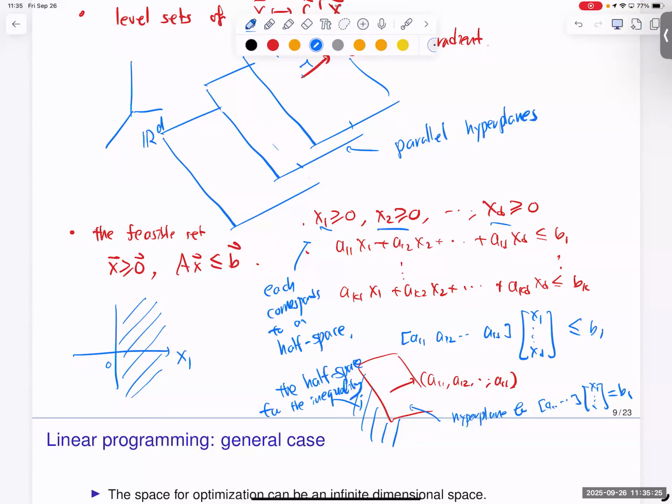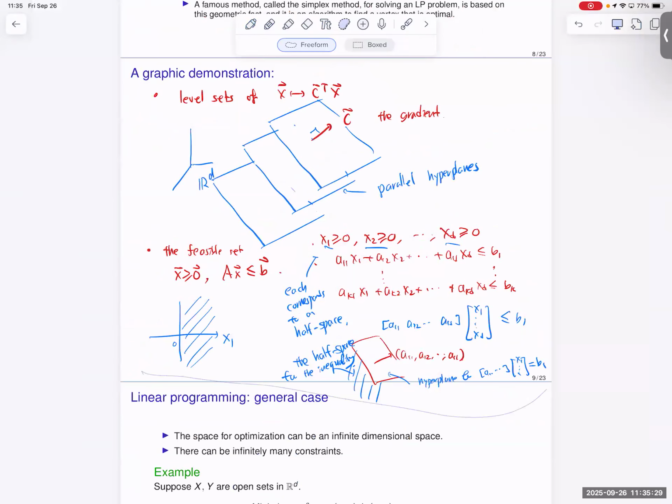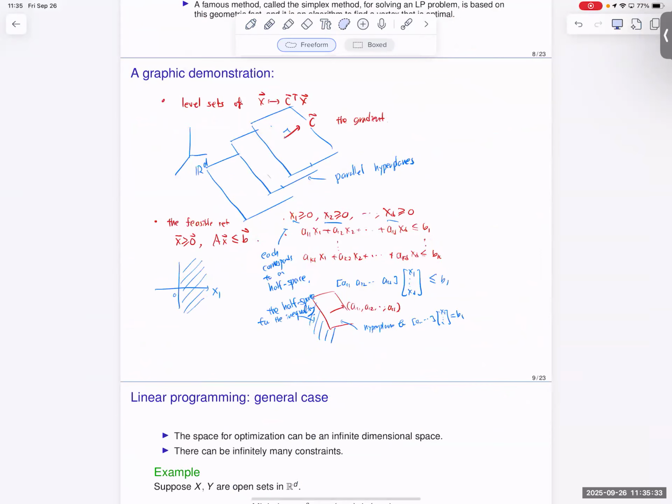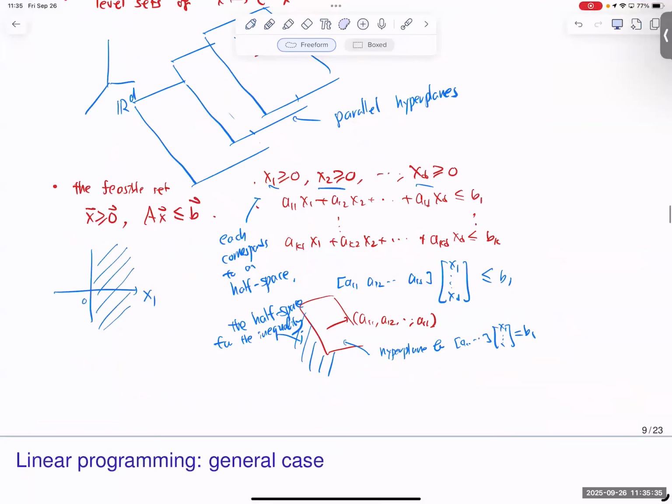Okay, am I making sense? Okay, maybe I want to zoom out. So each such inequality gives one half space. Okay, every such inequality. Now the feasible set is the intersection of these sets, these half spaces.